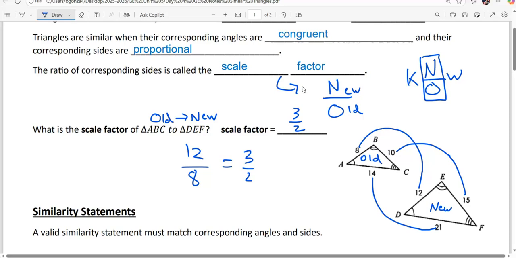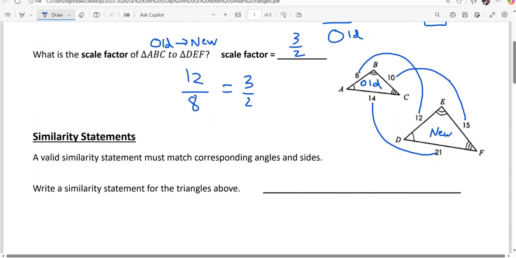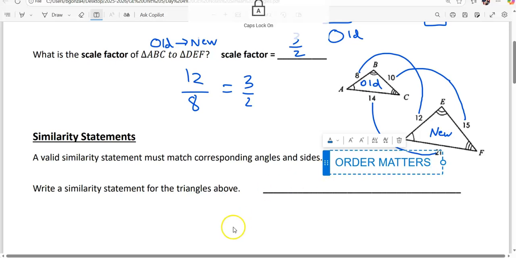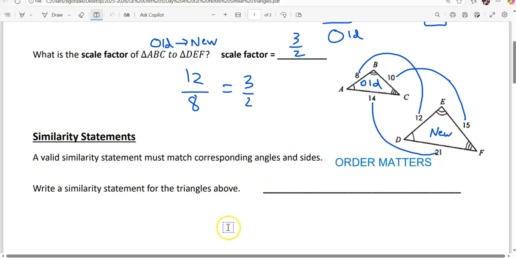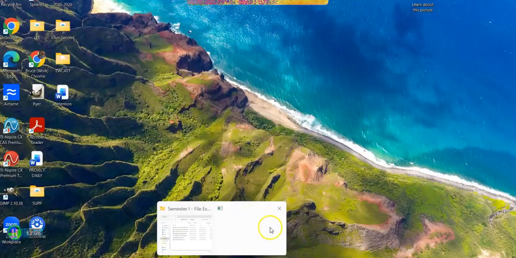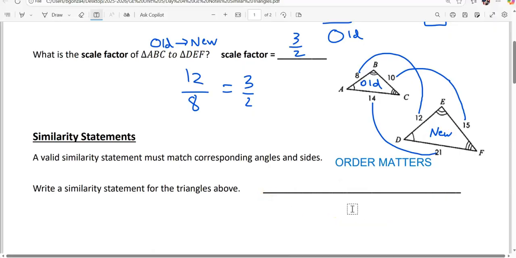Okay, so similarity statements. Y'all ready? A valid similarity statement must match corresponding angles and sides. Go ahead and write this. Order matters. Write a similarity statement for the triangles above. Let's take the one on the left. We'll call it triangle ABC. If it's similar, I'm going to use the squiggle. ABC is similar to triangle what?